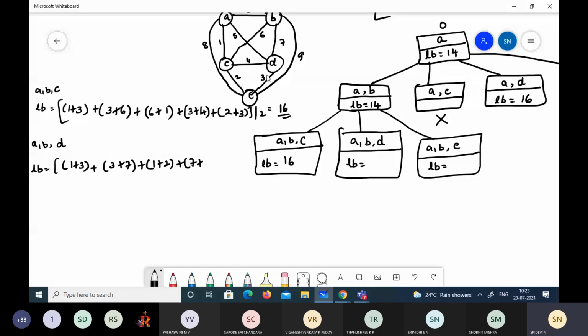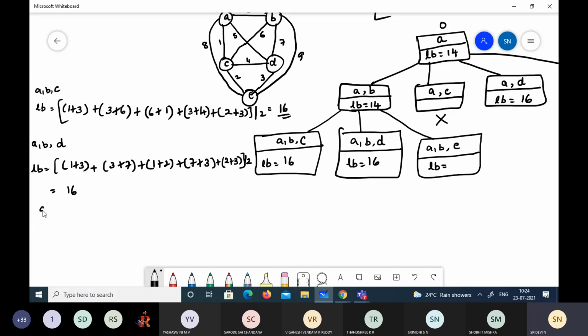Okay. Then from E we have 2 and 3. Whole thing divided by 2 will give you how much? Again it gives you 16. Right?